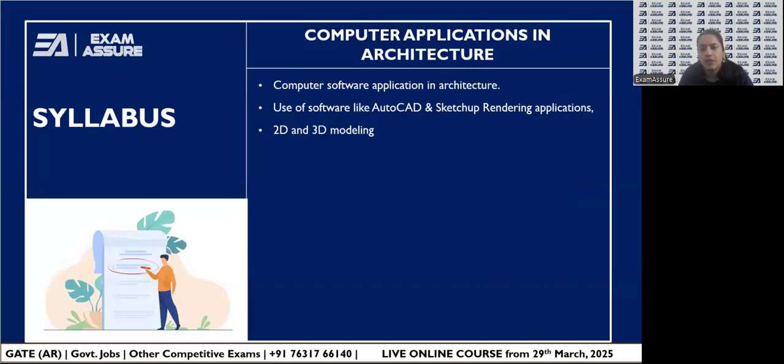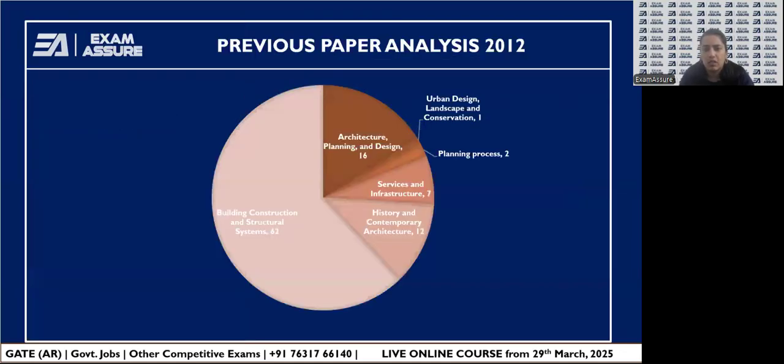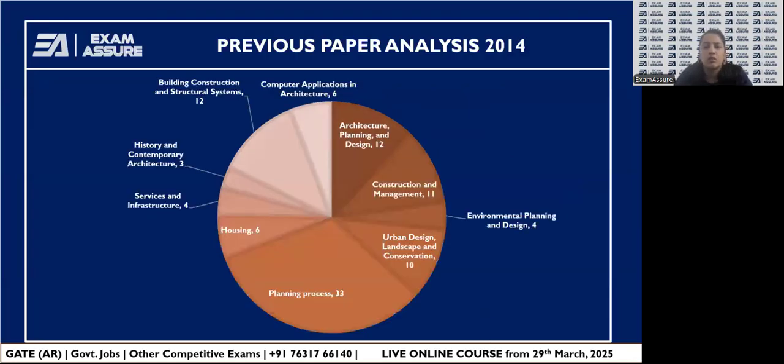If we look at the previous year paper analysis, the exam was conducted earlier in 2012 and later in 2014. In 2012, the majority of the questions were asked from the building construction section. However, in the 2014 examination, this changed. Major questions were asked from planning process. After that, it was architectural design, building construction, and then the rest of the subjects.